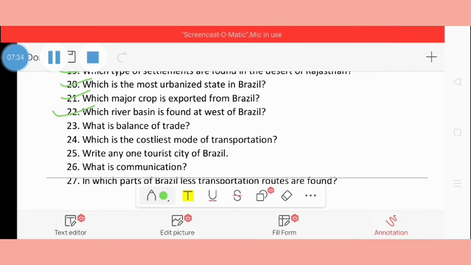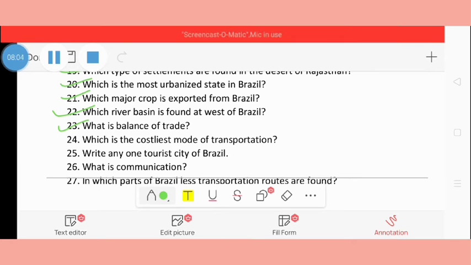Question 23 number question. What is the balance of trade? So balance of trade is the difference between the value of imports and exports of only the visible items of an economy.